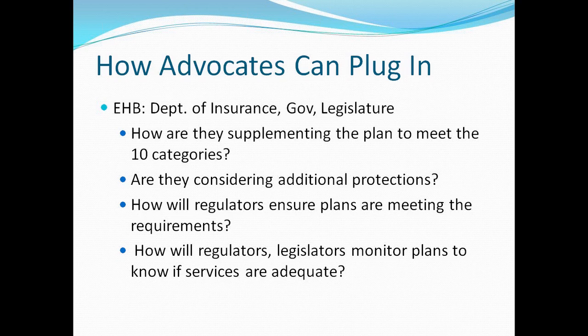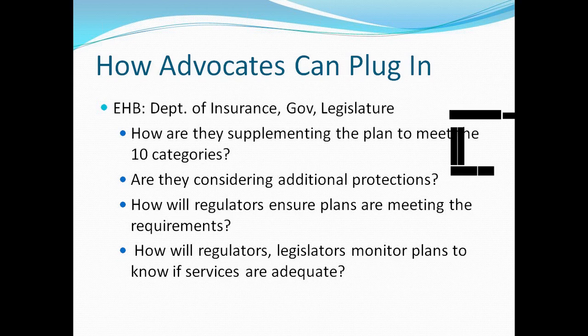So where exactly can you go if you wanted to engage and play a role in your state's decisions to decide how to implement these two provisions? We've talked a lot about the essential health benefits, and much of that work is already done, but there is more to be done after identifying the benchmark. So you can ask your Department of Insurance that would have to issue rules, the governor who may have been involved in the selection, or the legislature who can enact additional protections.